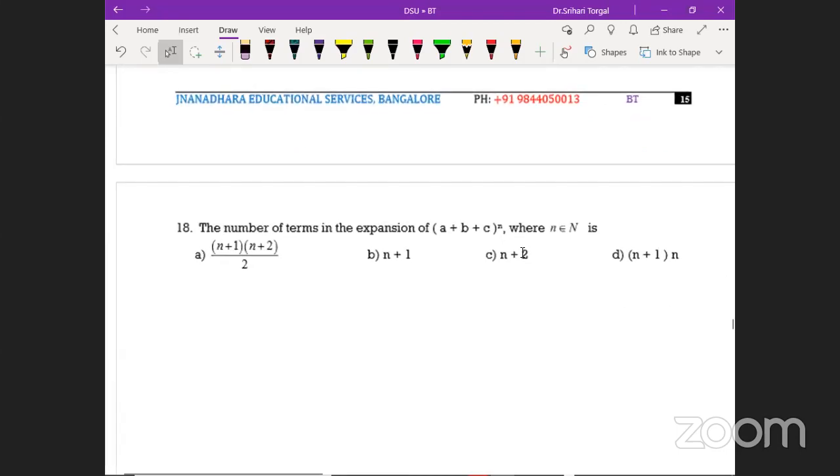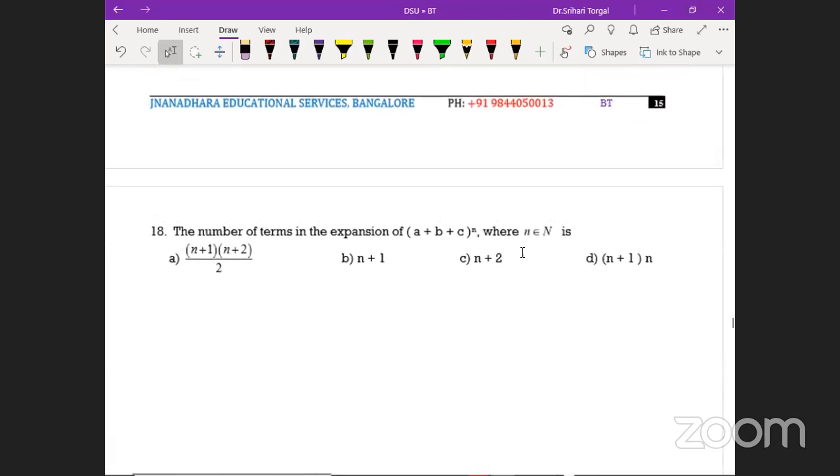Try to answer this. Question number 18. Then we'll come back to the minus 252 answer. The number of terms in the expansion of a plus b plus c whole power n, when n is equal to n is.